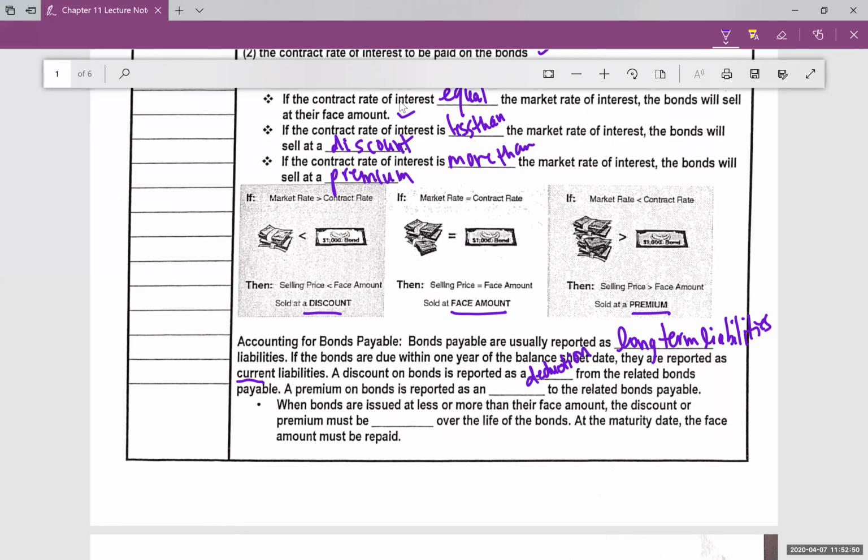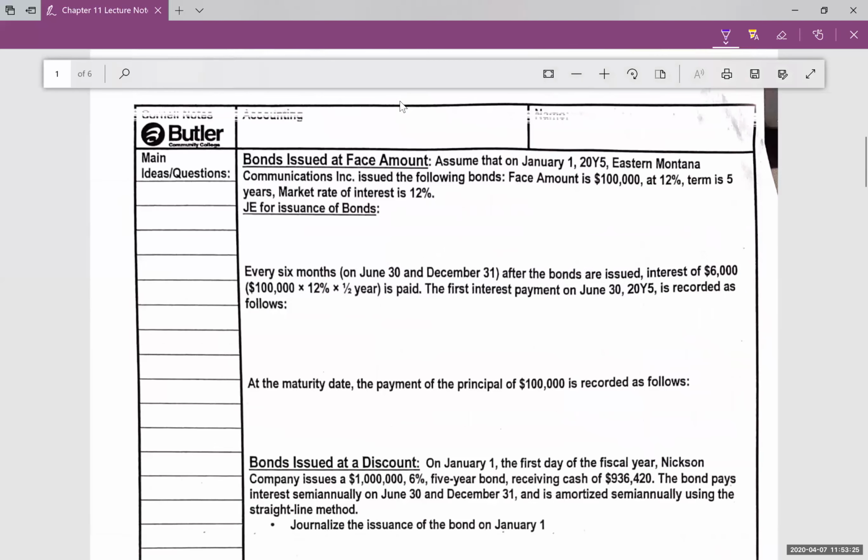And the premium, if there's a premium, then it's reported as an addition. And this, we're talking about what would this look like on the balance sheet. Eventually, we'll see it. When bonds are issued at less or more than their face amount, the discount or premium, that extra amount needs to be amortized over the life of the bonds. At the maturity date, the face amount must be paid. So that's a lot of words and it's a little confusing. I think you'll understand it when we jump into a couple problems here.